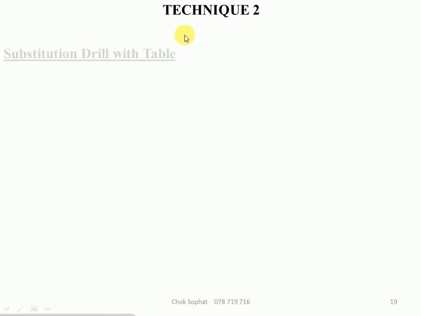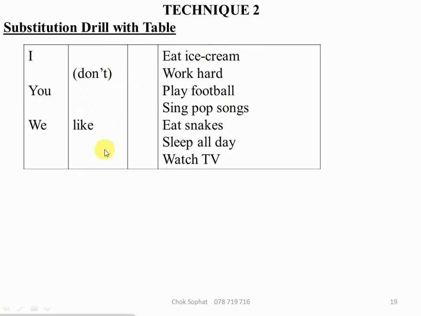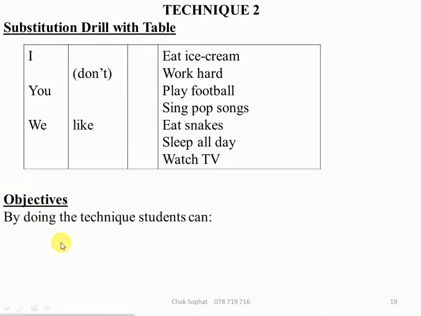Okay, technique 2: substitution drill with vegetables. This is another technique. The target is like and it's like. Here is an example of the technique that we use with the substitution drill. Objective: why do we choose this technique? What do we want the student to achieve? This is called the product objective.